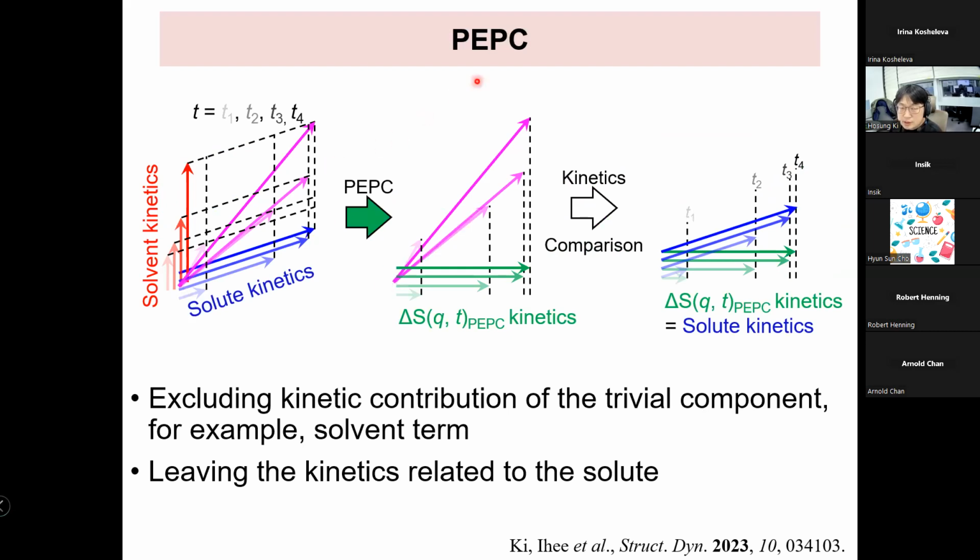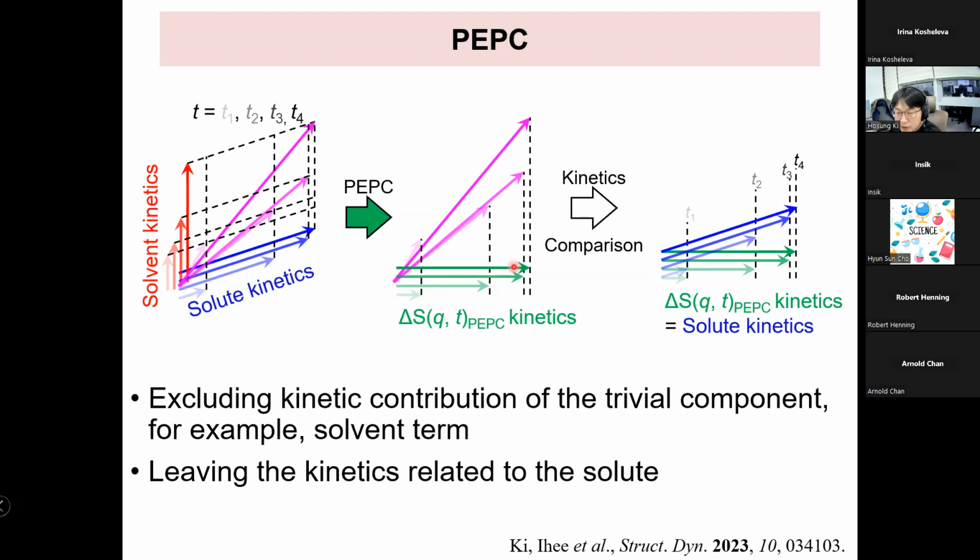The concept can be illustrated as follows. Let us assume that the solvent term corresponds to the vertical direction and the solute term corresponds to this kind of direction. The size of each component changes due to the solvent kinetics and the solute kinetics contributing independently. As a result, the total signal changes like this. And if we remove the signal component that is parallel to the solvent term, then only this kind of horizontal signal component remains.